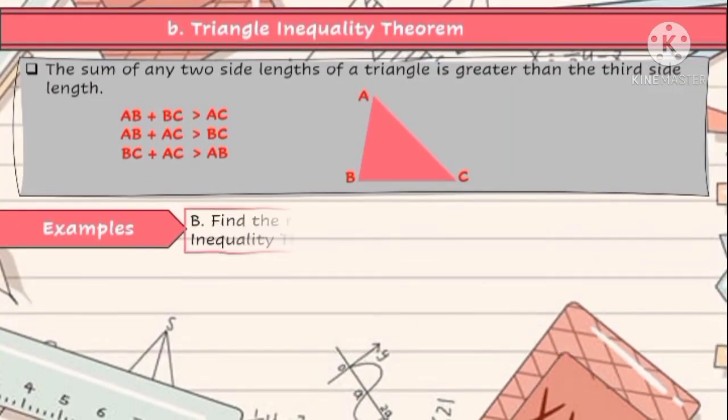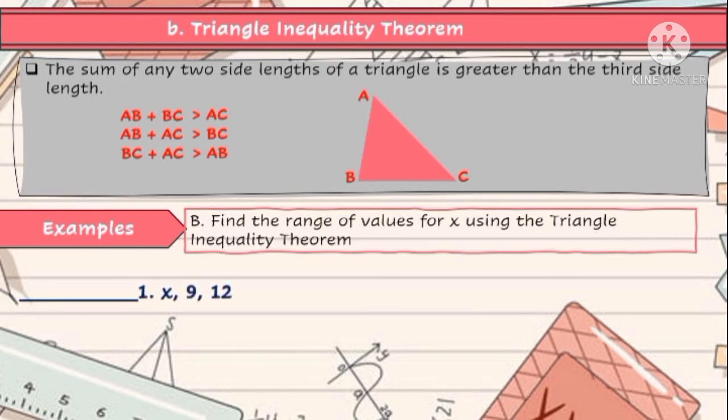Another example. Find the range of values for x using this theorem. The lengths are x, 9, and 12. For the solutions, I will first add x and 9, which should be greater than 12, and x is greater than 3. Let's put this in our final answer. Let's reverse it: 3 is less than x.